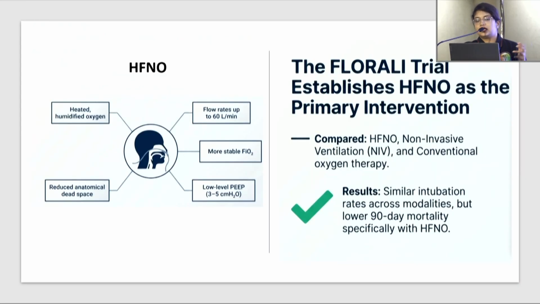So HFNO, as we all know, it gives heated, humidified oxygen. The flow rates can go up to 60 liters per minute. The FiO2 can be controlled. It also delivers a PEEP of around 5 centimeters of water and reduces anatomical dead space. So there is a landmark trial, which is the FLORALI trial, which compared HFNO, NIV, and conventional therapy. So even though there was no mortality benefit between these three groups, there was mortality benefit at 90 days with the HFNO group. There was less mortality.